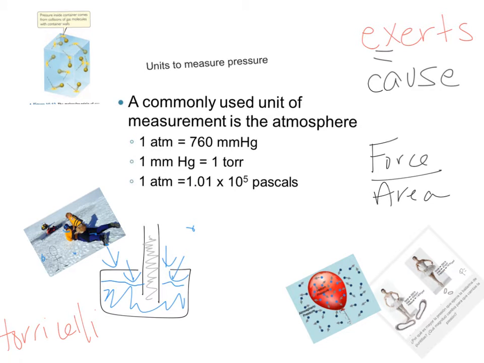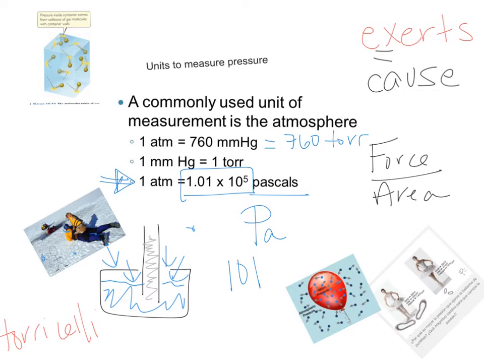So 1 atmosphere is equal to 760 millimeters of mercury. Every millimeter of mercury is equal to 1 torr, so we could also say that 760 millimeters is equal to 760 torrs. 1 atmosphere is also equal to 1.01 times 10 to the 5 pascals. And I believe a pascal, which we abbreviate Pa, is the standard international unit for pressure. Sometimes, since this is such a big number, we use kilopascals, which would be 1,000 pascals, and 101 kPa is the same as 1.01 times 10 to the 5th. So these are different ways that we measure pressure.